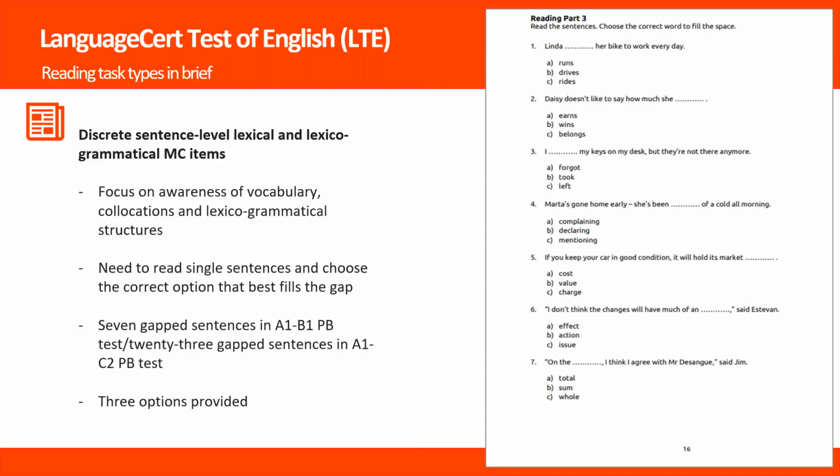This part of the reading test requires candidates to read the gapped sentences and choose the correct word to fill the space. The focus here is on their awareness of vocabulary, collocations, and lexicogrammatical structures. Candidates need to read single sentences and choose the correct option that best fills the gap. There are 7 gapped sentences for candidates taking the A1-B1 paper-based test and 23 gapped sentences for candidates taking the A1-C2 paper-based test. 3 options are provided each time.